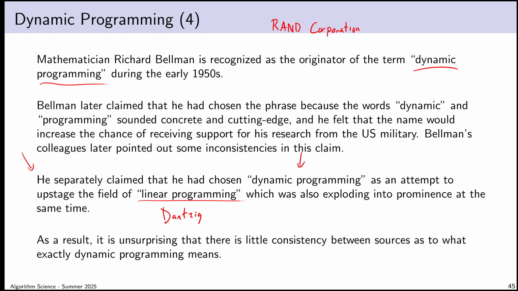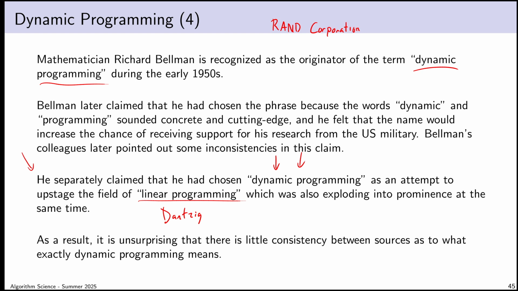And so Danzig, Bellman's colleague at the RAND Corporation, had been working on algorithms to do with linear programming, and he was kind of a big deal in that field, and linear programming was kind of a big deal as well. And so Bellman apparently just wanted to upstage Danzig, and so Bellman decided to call his thing dynamic programming, which sounds even more exciting than plain old linear programming.